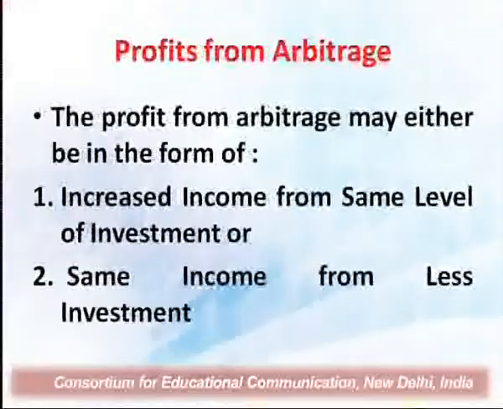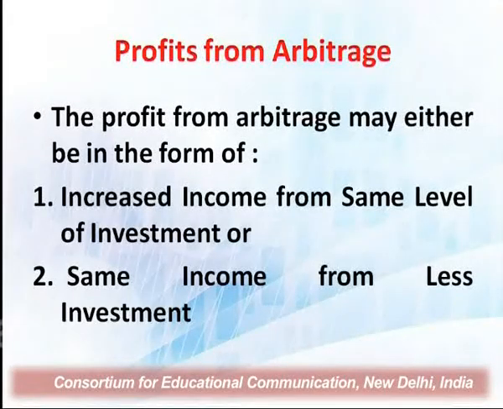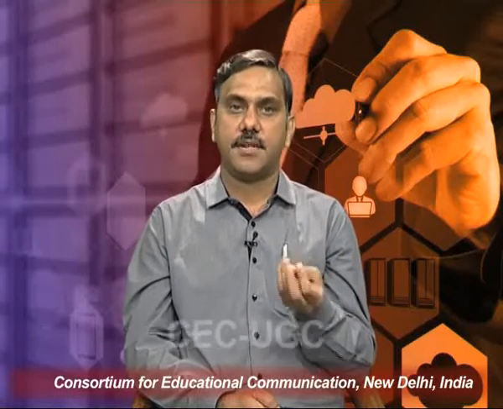The profit from arbitrage may either be in the form of increased income from the same level of investment, which means that you are getting increased revenue with the same level of investment. This can be one option which is regarded as a profit from arbitrage, or it can be the same income from less investment. So either I am getting increased income from my same investment, or I am going to have the same income from my lower investment by reducing my outlay or investment. So this is the profit from arbitrage. Now we can understand this arbitrage process with a very small numerical example.